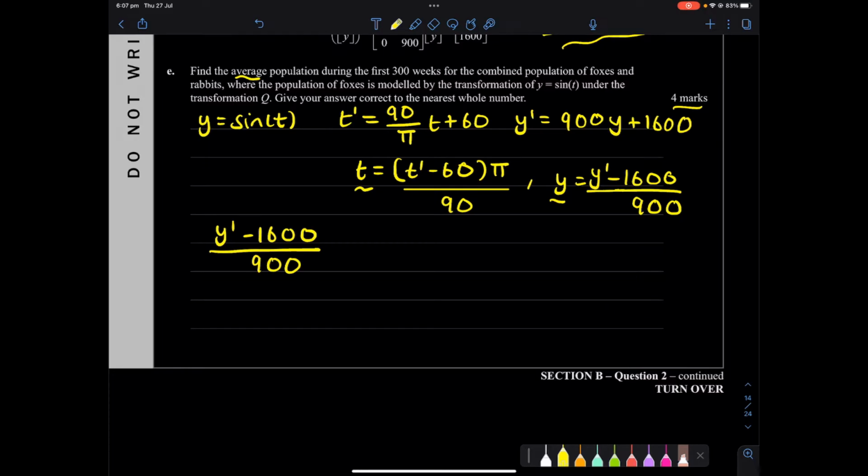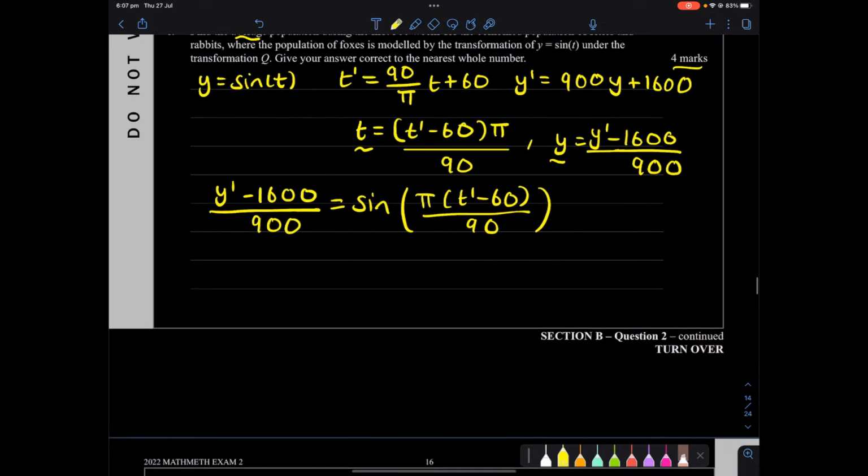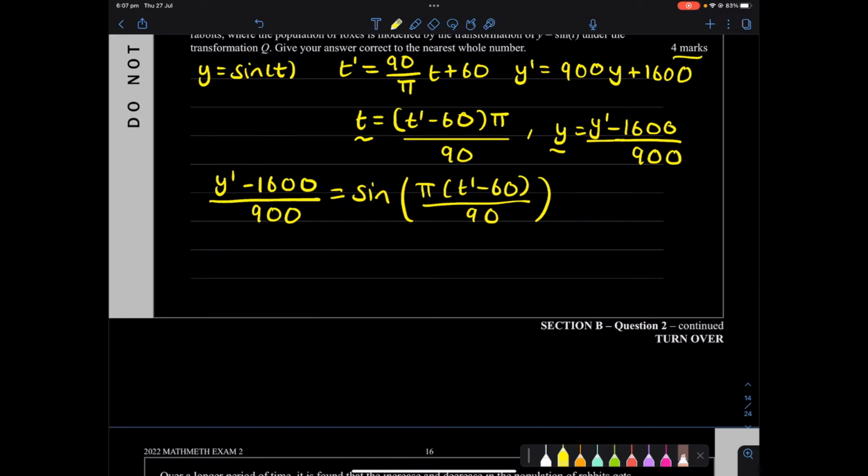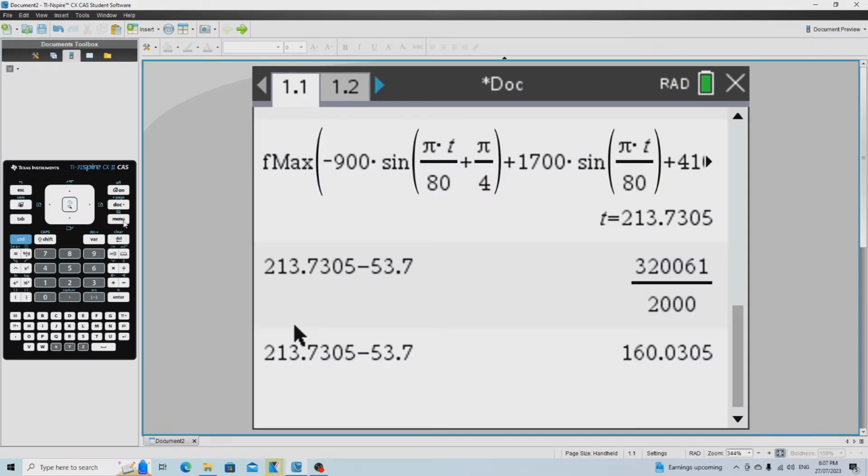Your value of t is sine of pi times t minus 60, all over 90. Now I'm going to solve this for y dash. We're going to try to solve for y dash here, so I'm going to use my calculator and solve for it.